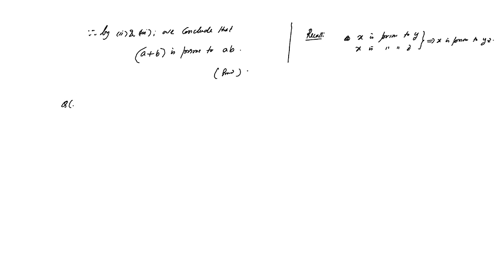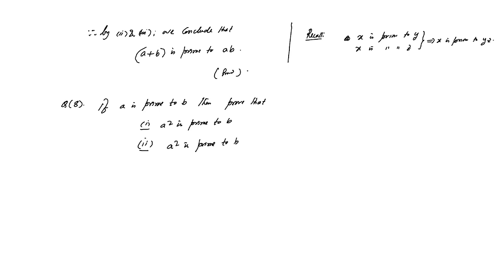Now we come to the next question. This is question number 8. If A is prime to B, then prove that A square is prime to B, and also we can prove A square is prime to B square. How will we prove this problem?